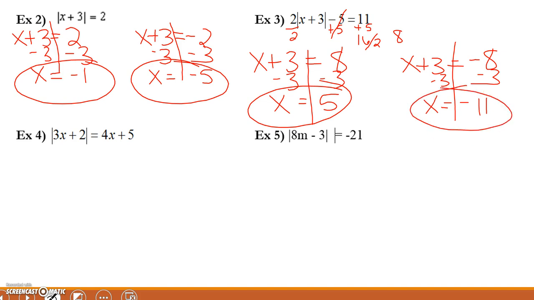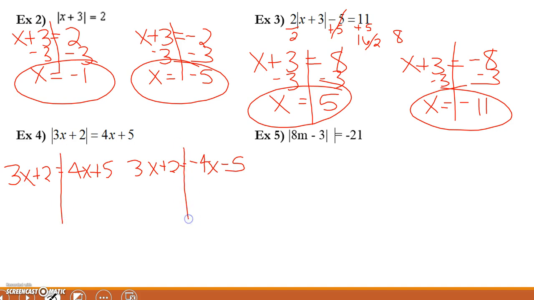This has x's on both sides. So what you do with that is I'm going to have my 3x plus 2 equals, and what it's going to equal is you're going to set it equal to the original, 4x plus 5. And then the second one, you're going to change the signs of both terms. So since the 4x is a positive, I'm going to change it to a negative. And since the 5 is a positive, I'm going to change it to a negative.